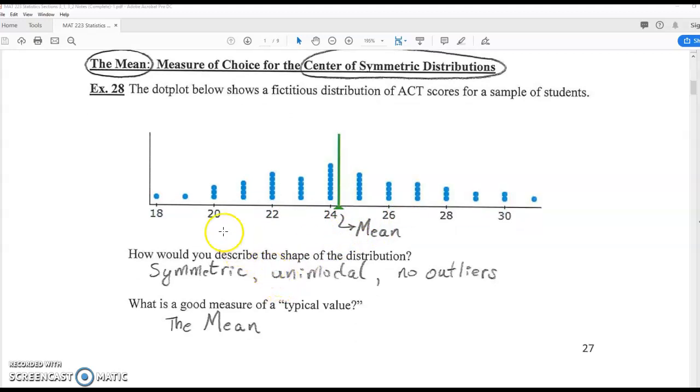Hopefully everyone understands, if they follow this with their mind's eye, that we have a nice symmetric unimodal distribution, and there really are no outliers here. There are no data points that are far away from all the rest. So the good measure of a typical value in this case would be the mean.